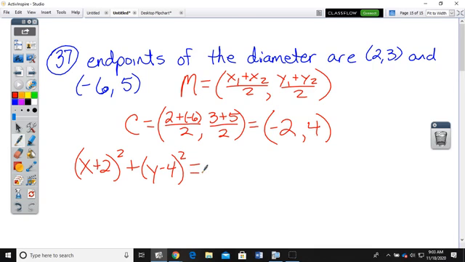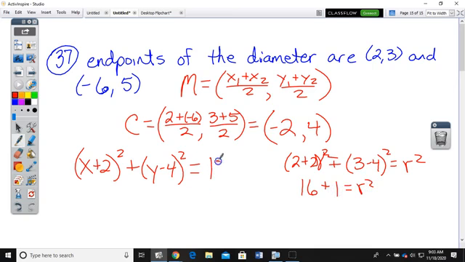R squared. Okay, so I'm going to do Henry's cool little cheat way. It's not a cheat way, it's brilliant. Does it matter which one I plug in? It should not matter which one I plug in. So I'm just going to do the one that's positive, just because, you know, I'm a positive guy. So I'm going to plug in 2 plus 2 squared plus y is 3 minus 4 squared, and that will be my r squared. So what is that? That's 16 plus 1 is r squared. So r squared is 17.